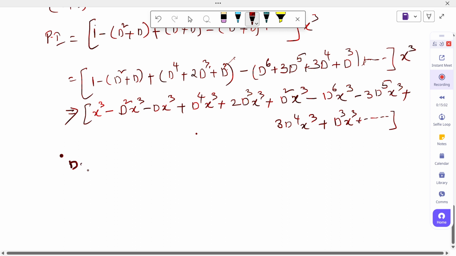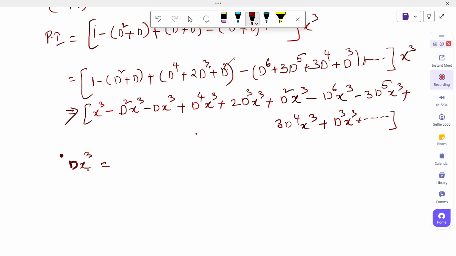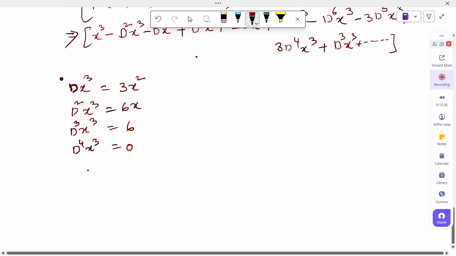d into x cube is equal to 3x square. Next, d square x cube: first time differentiation it's done, that is 3x square. One more time, it's going to be 6x. Next, d cube x cube is equal to 6. Then d power 4 x cube is equal to 0. Then the remaining are completely 0.